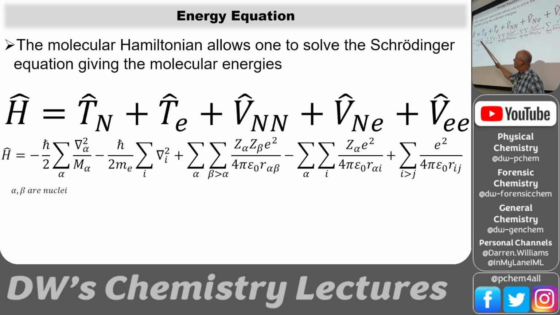It's the second derivative of the nuclear wave functions. And these are the masses of the nuclei. So it says the mass of nucleus 1, the second derivative of the wave function for nucleus 1, the mass of nucleus 2, and the second derivative of that, and so on.